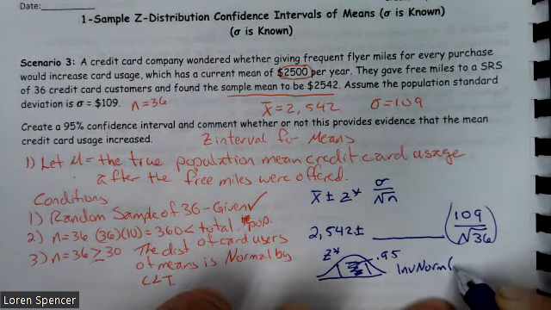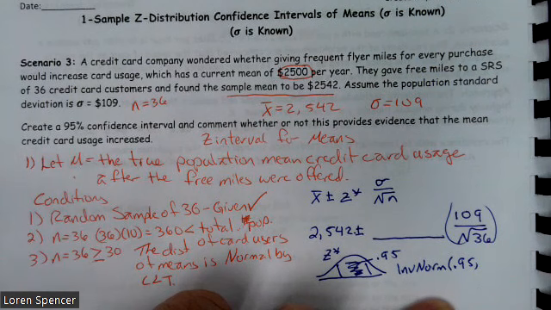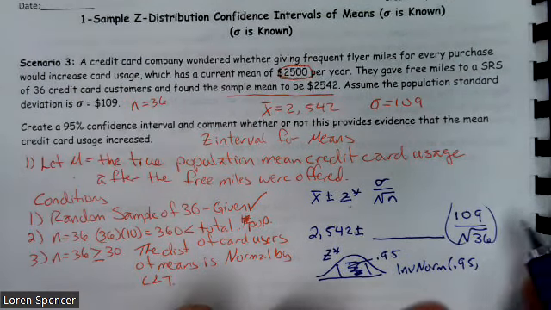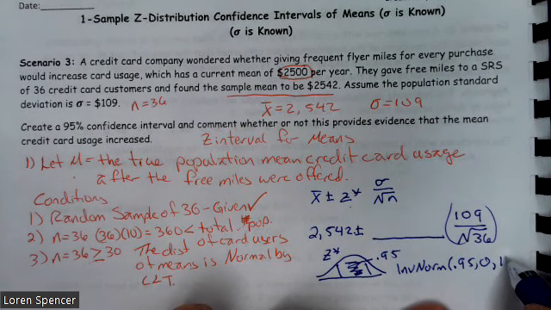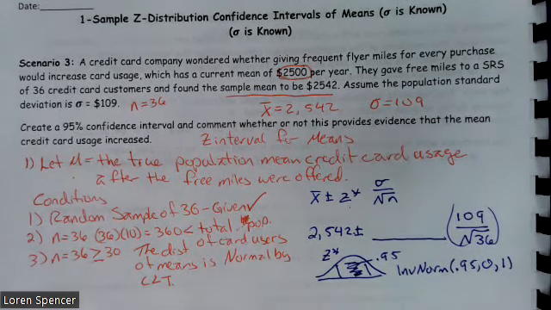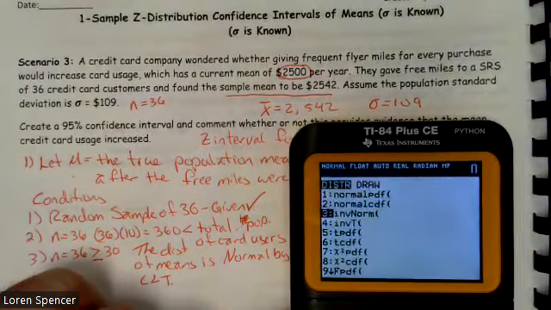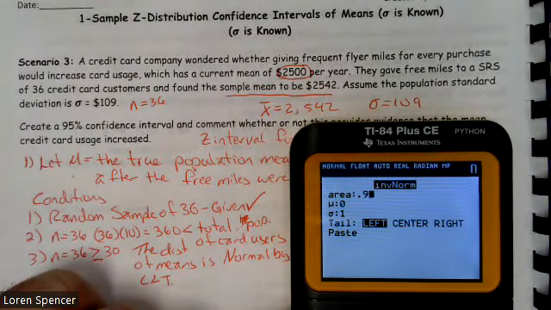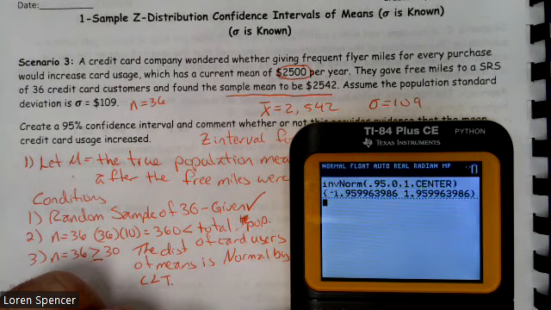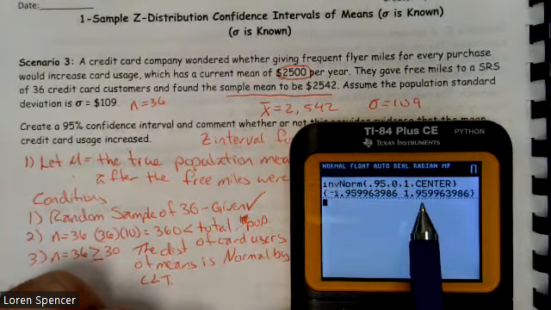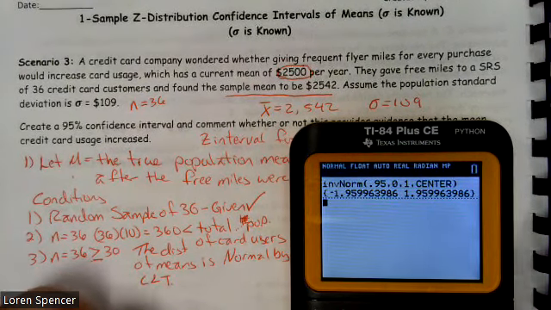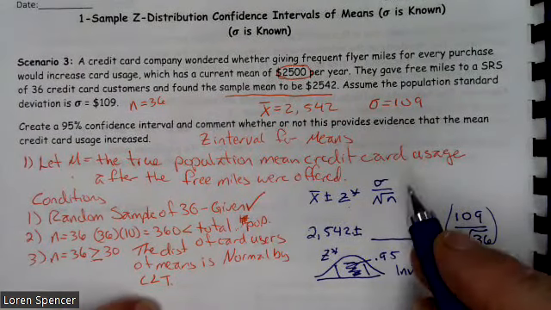The calculator is going to ask for the area, that's 0.95. Then it's going to ask for the mean. Because we're talking about a Z-score, the mean is 0 and the standard deviation is 1. When I run that, I go second vars, inverse norm, area 0.95, mean 0, standard deviation 1, make sure it's on center. And I end up getting about 1.96, specifically 1.9599.